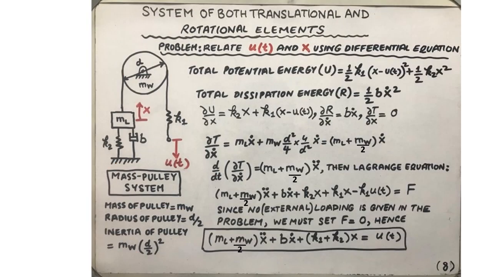Then comes the total potential energy of the system. We can see that there are two springs with corresponding stiffnesses K1 and K2 in the system. The spring K1 has one end displaced by u of t, which is essentially the input to the system. The other end of the spring, as we saw in the last slide, was displaced by an amount x. Hence, the potential energy stored in the spring with stiffness K1 is half times K1 times (x minus u) square.